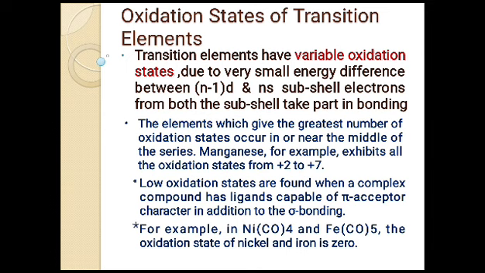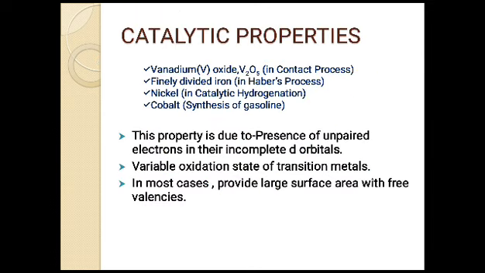Low oxidation states are found when a complex compound has ligands capable of high acceptor character in addition to sigma bonding. For example, nickel tetracarbonyl and iron pentacarbonyl. The oxidation state of nickel and iron is 0.